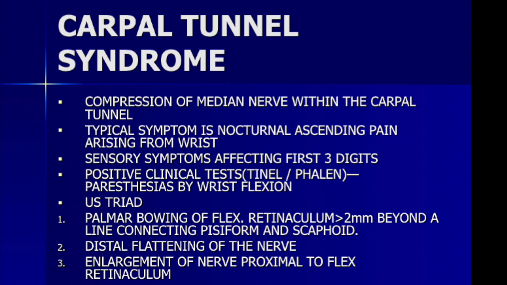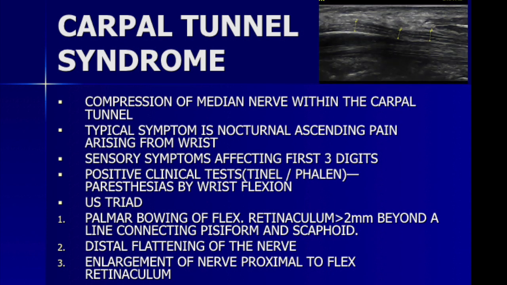The ultrasound classic triad is palmar bowing of flexor retinaculum more than 2 millimeters beyond a line connecting the pisiform and the scaphoid. As we saw in our earlier pictures, distal flattening of the nerve, that is distal to the flexor retinaculum, and proximal to the flexor retinaculum, there is enlargement as we saw in those longitudinal images.